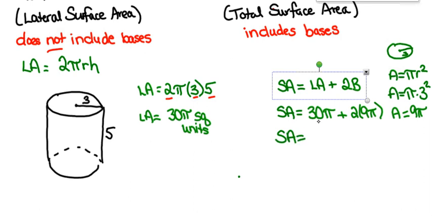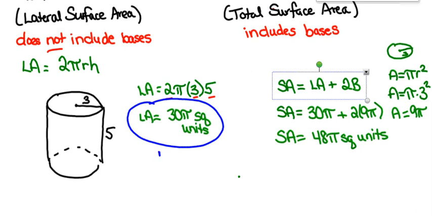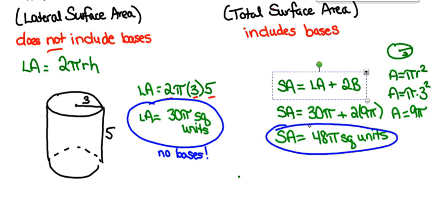So when all is said and done, I've got 30 pi plus 18 pi, or 48 pi square units for the total surface area. But again, the real primary difference here is that the lateral area does not include the bases, where the surface area does include the bases.